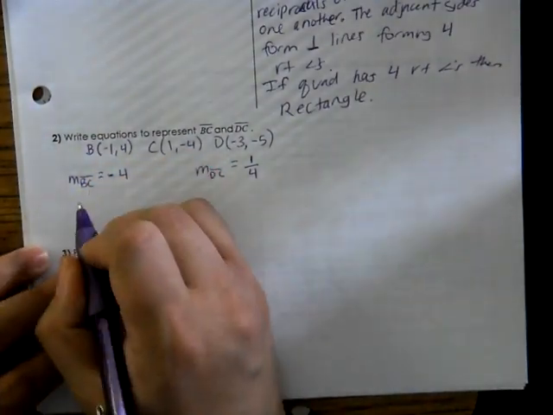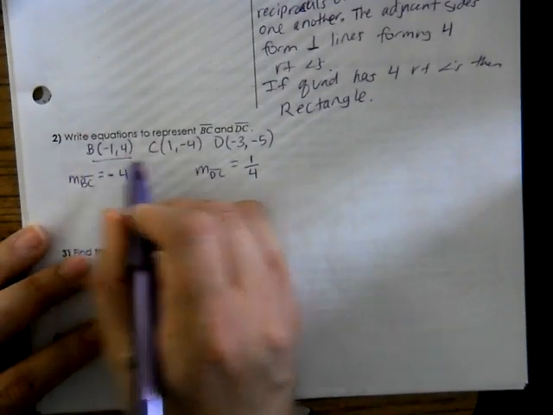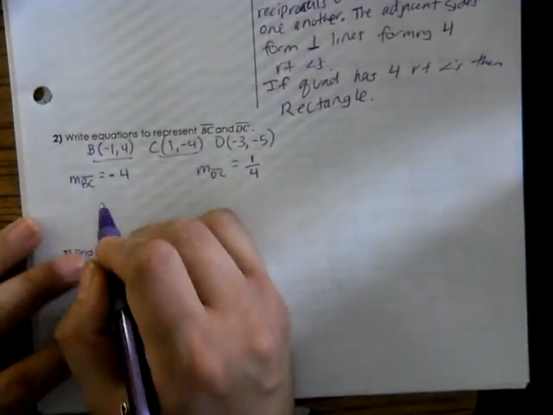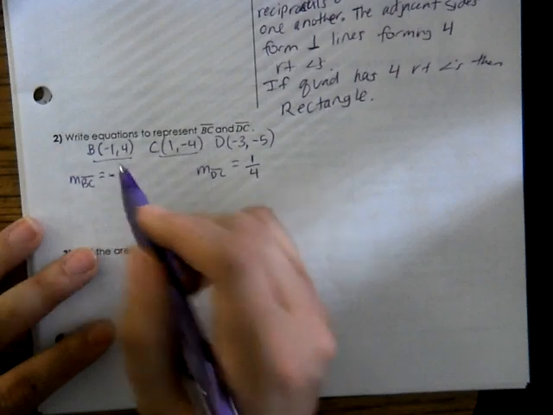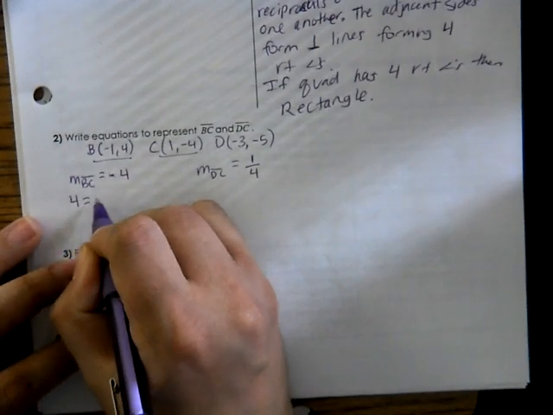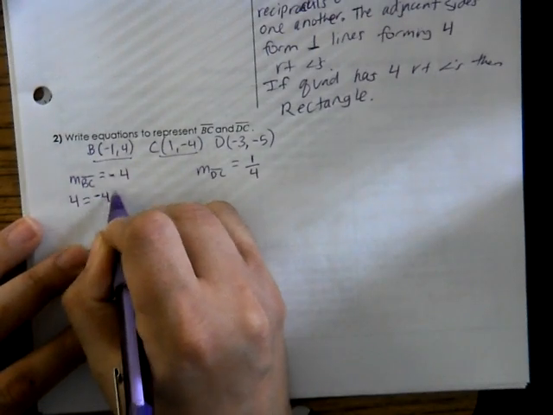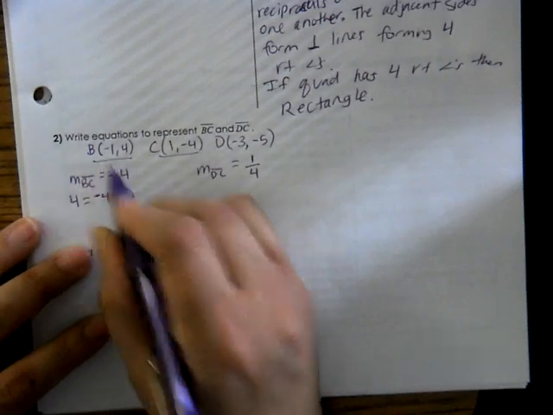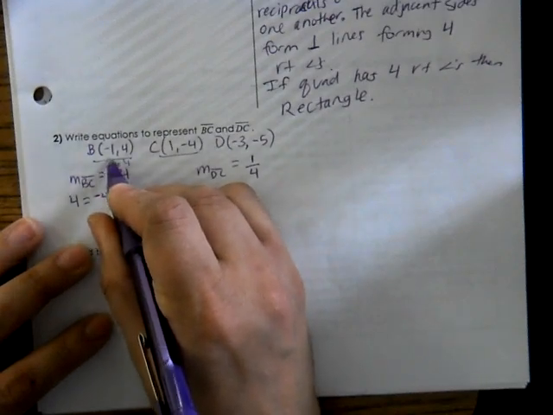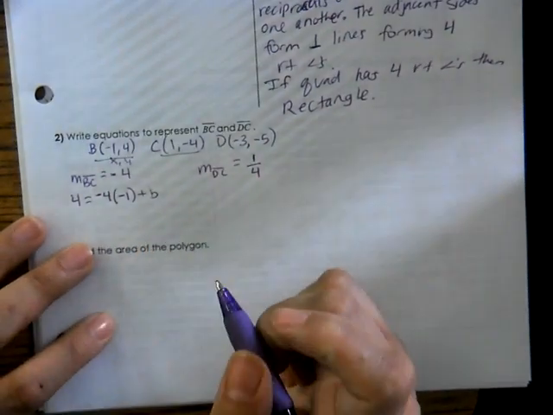I need to find the y-intercept. So I can use either B or C to help me find that. I'll just go ahead and use point B. So I would do 4 equals -4 for my slope. -1 is my x value here. This is x, this is y. And then plus B. And I'm solving for B.